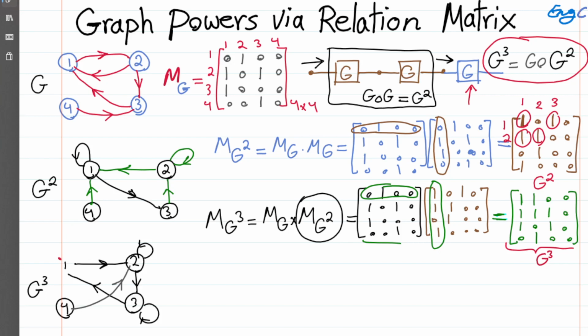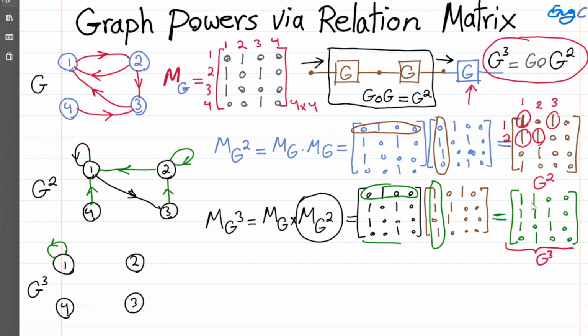Maybe the best thing to do is just redraw this. That's the fastest one. This was done once using the intuitive approach, but I'm going to redraw it. So if these are the 4 vertices we have, and we are supposed to redraw this G cubed, there is a 1 here, so that means a self loop on 1.